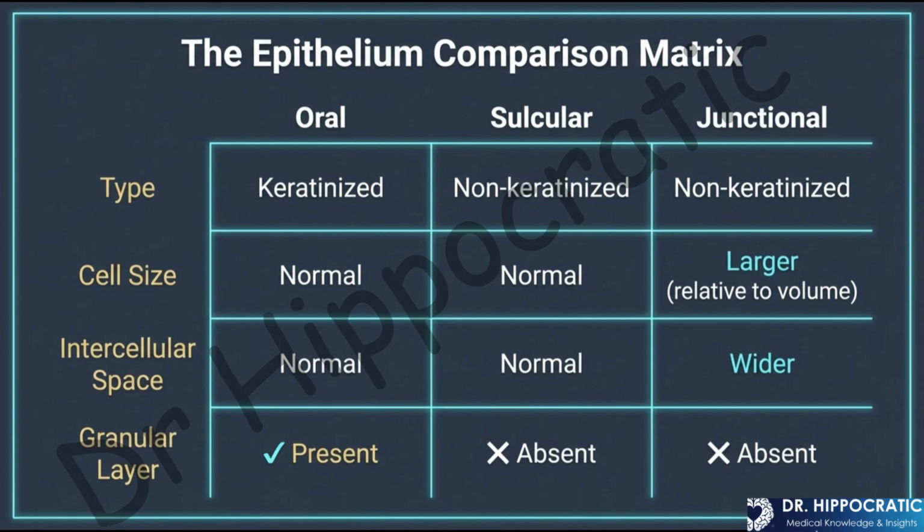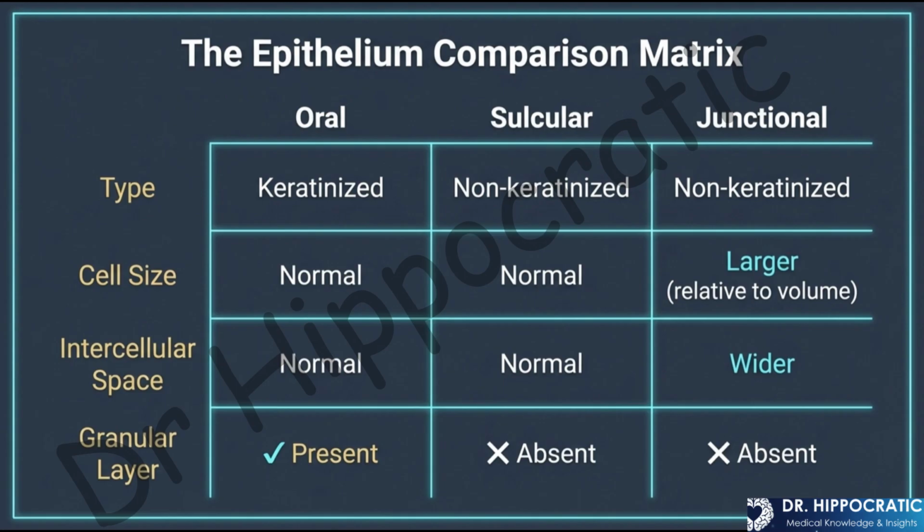That is amazing. Which perfectly aligns with the final row of the matrix. Granular layer. Oral is present. Sulcular and junctional are absent. Right, the junctional epithelium cannot afford to build keratin factories or secrete waterproofing lipids from Odland bodies. Because that would plug the intercellular highways and block the outward flow of the immune arsenal. Exactly. Every single variable in this matrix is a calculated bioengineering trade-off. We really need to look at how all these systems overlap.